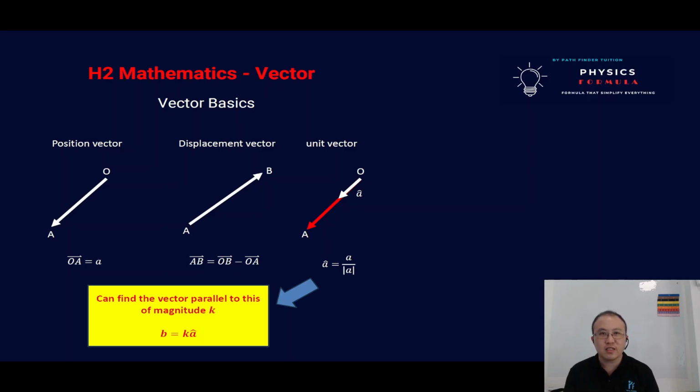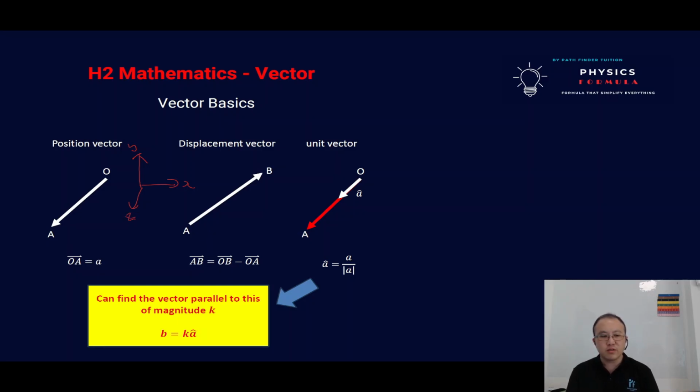So vectors, there's a total of three types of vectors that you need to know. The first one is called the position vector. A position vector talks about a point in space that is measured from the origin. In JC, vectors will be 3D. Everything will be 3D, meaning you're going to have a y-axis, an x-axis, and also a z-axis.